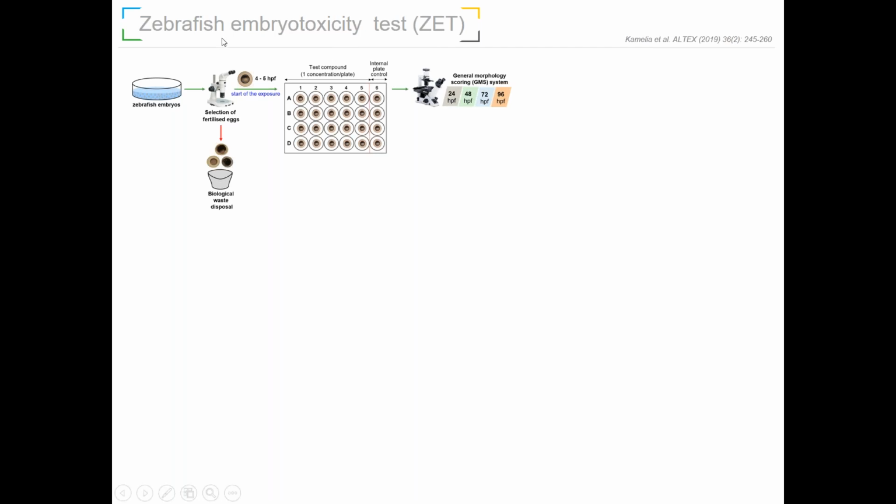Following exposure, the development of exposed zebrafish embryos is scored using the so-called general morphology scoring system, or GMS. The GMS includes scoring on development of eyes, tail, pigmentation, heart and circulation, the development of fins, and also mouth. The scoring was done every 24 hours, starting from 24 HPF, or hours post-fertilization, to 96 HPF. In addition to this GMS, some malformation-related endpoints were also scored. These include, for example, edema formation, deformation of tail and body, and also the presence of a swim bladder.